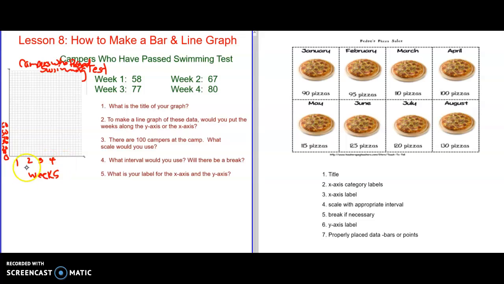Okay, so we know our label for our x-axis would be weeks. What would our label for our y-axis be? What do those numbers stand for?